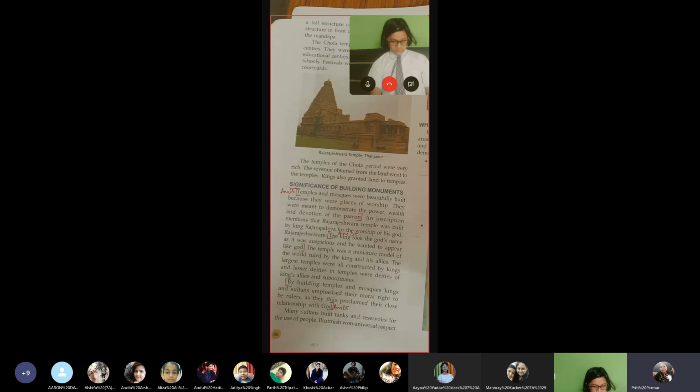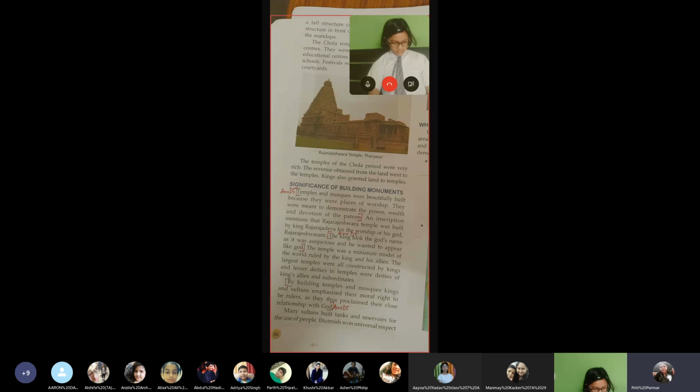It was built by Raja Raja Deva, and the temple's name was Rajarajeshwara, dedicated to Rajarajeshwaram. That means Shiva. The king took the god's name as it was auspicious, and he wanted to appear like God. Most of the time, the king took the god's name, whatever the name of the god was. Like here, it was the Rajarajeshwaram temple, and the king's name was Raja Raja Deva. So they took the name of the god so that they could appear like God and people should know the power and prestige.